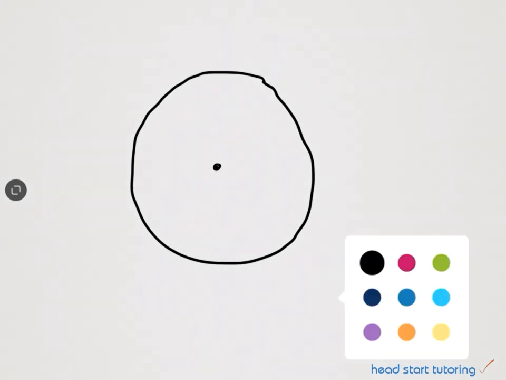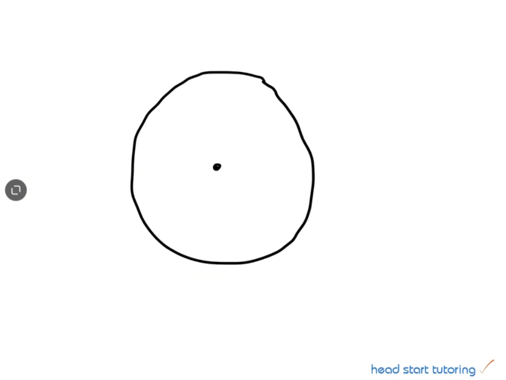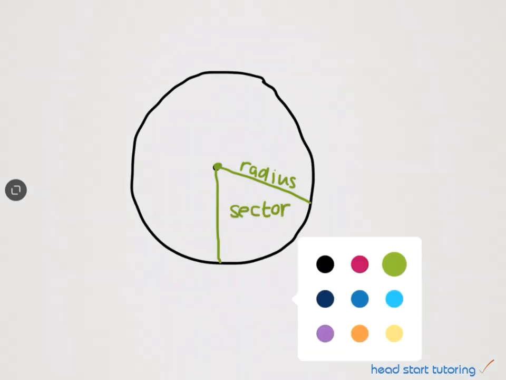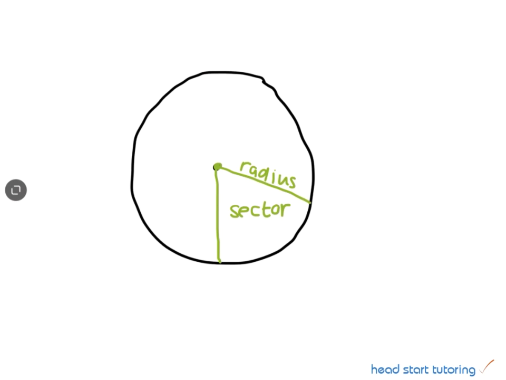Right, we are going to have a look at some other parts of our circle. There's my center point. If I go from my center point to one edge of my circumference, I have a radius. And if I draw another radius there, what I end up with here is a sector. So a sector is bound by 2 radii and an arc.